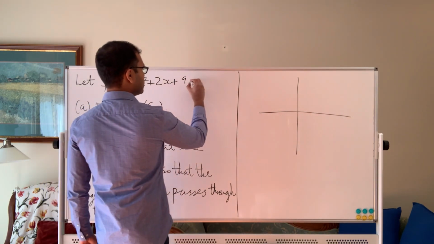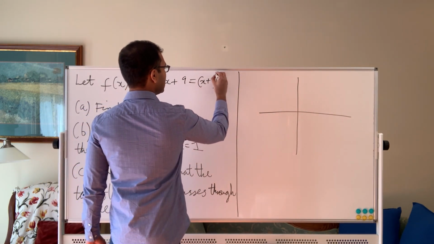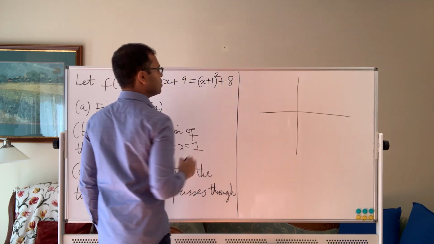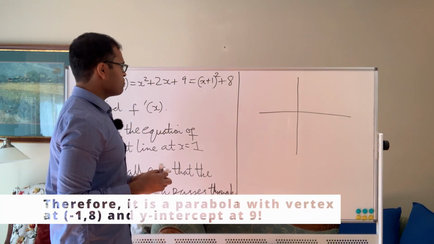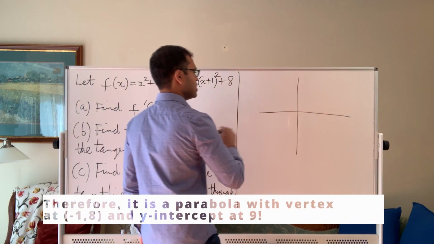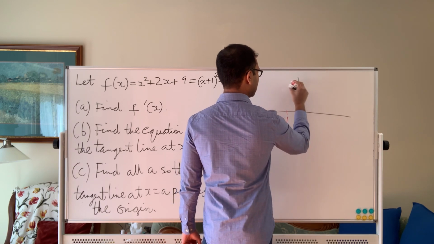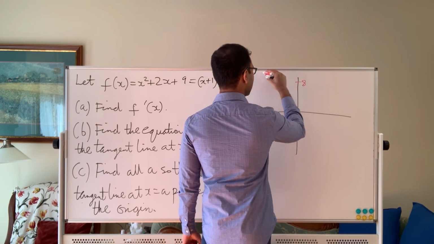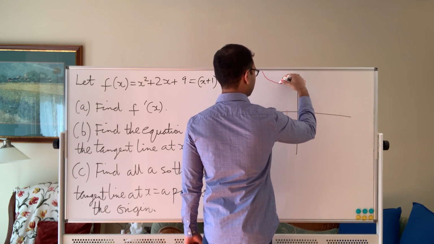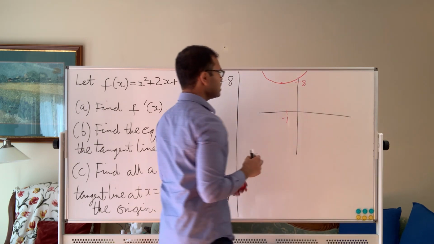If you remember completing the square, you don't have to remember this, but you can complete the square. It's x plus 1 the whole squared plus 8. So you can find that the vertex of the parabola is at minus 1, 8. And then you've got something that looks like this. I'm not drawing it very much to scale, but something that looks like that.